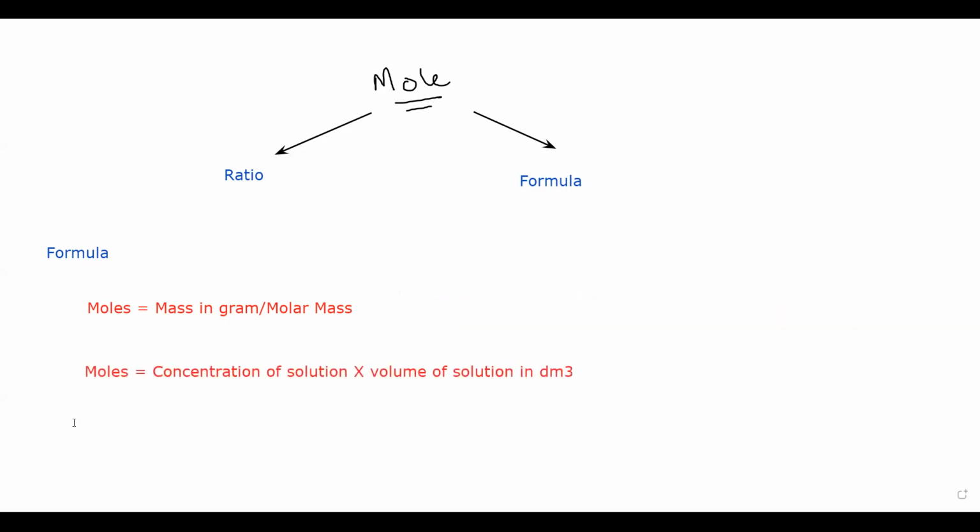And the third formula: moles is equal to the volume of the gas in decimeter cube, dm cube, divided by 24. But keep in mind, this is only valid for gases. So if mass in gram is given, we can use the first formula. If concentration and volume are given, we can use the second formula. And if the volume of the gas is given, we can use the third formula. In the same way, if we have the moles and molar mass, we can find mass in gram.